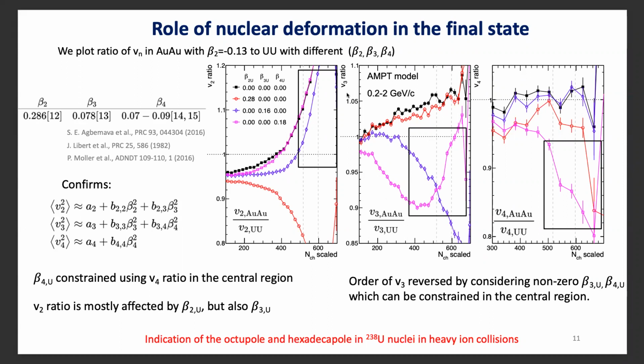So finally, if we observe this concave shape in the experiment, it means there are beta 3 and beta 4 contributions. And this is the V4 ratio. After including beta 4, you can see there's a large drop in the central regions. What do you mean by N-charge scale?